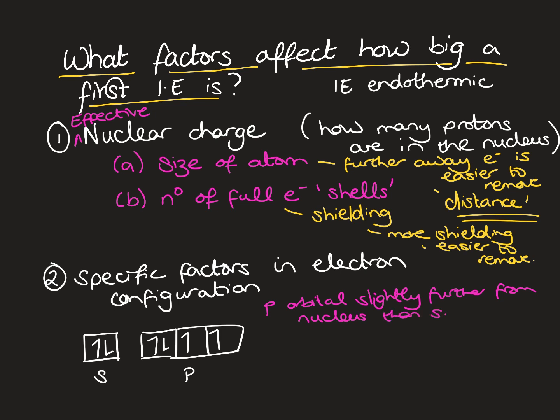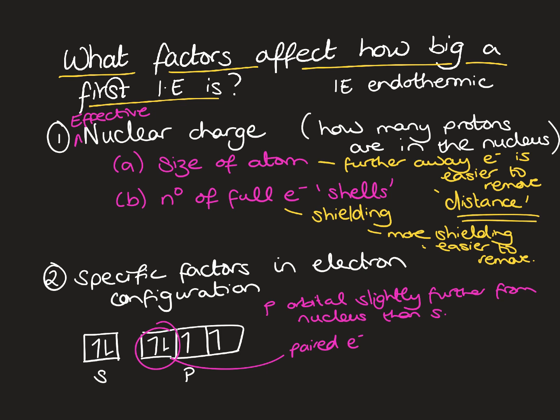So we would expect that if we were removing an electron from a p orbital, it might be slightly easier to remove that than from an s orbital if it's in the same principal energy level, if it's a 1s, a 2s compared to a 2p. And then the other thing is to consider this idea of electrons being paired.